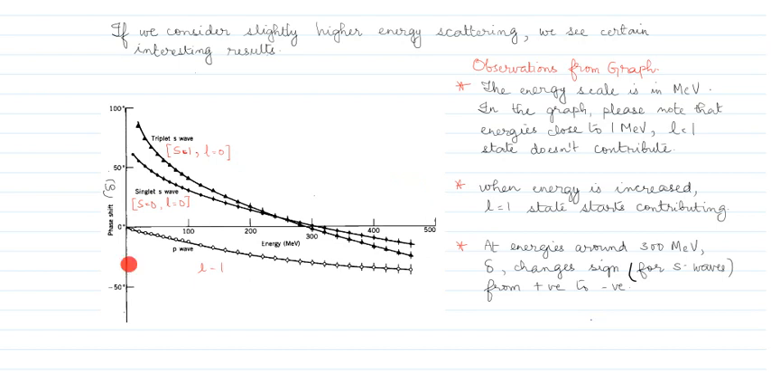A graph has been plotted with phase shift on the y-axis and the energy of the projectile beam on the x-axis. There are three different curves which have been plotted and they have been named triplet S wave, singlet S wave and P wave. Now what does that mean? Obviously from the notation that we have seen in atomic spectroscopy, we know S corresponds to L equal to 0, P corresponds to L equal to 1. Now what do these mean actually?